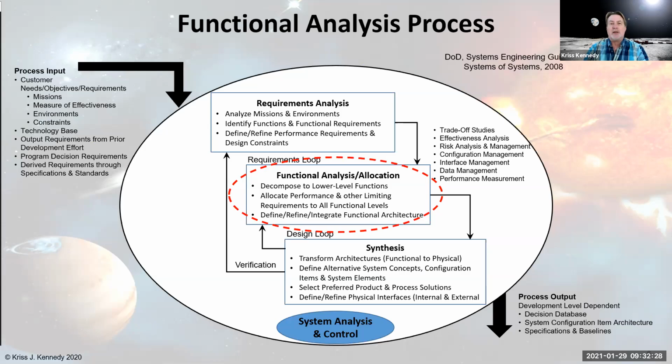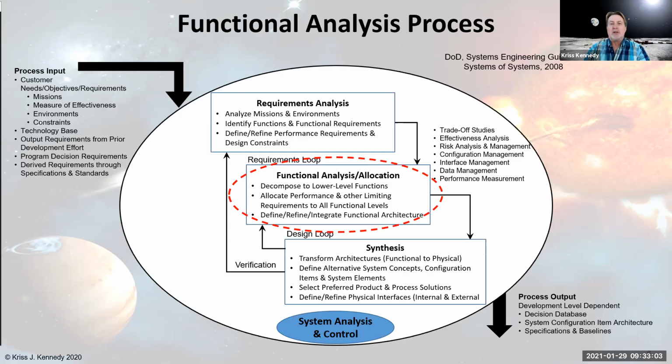So here's a diagram of the functional analysis process. As we described earlier, we have the customer inputs, the needs, goals, objectives, etc. And those come into the whole functional system analysis. So you have the requirements analysis, which, as we described earlier, analyzes the mission requirements, the functions, functional requirements, and identifies and defines the performance requirements and design characteristics and constraints.